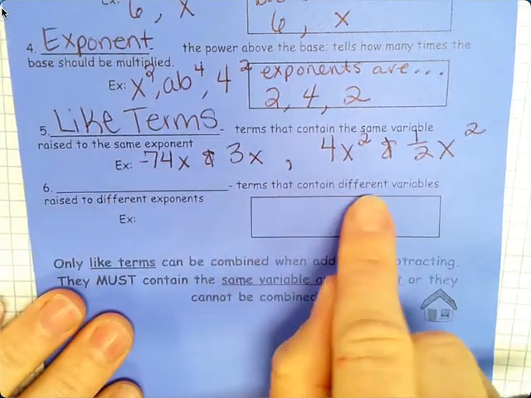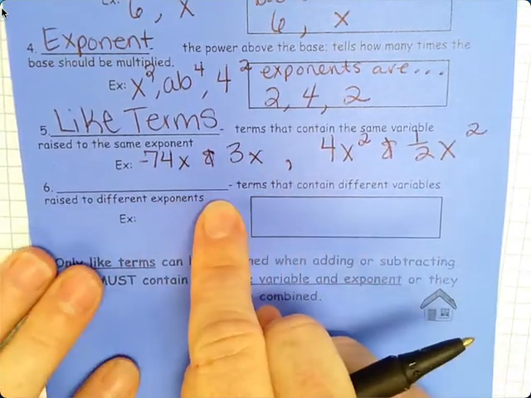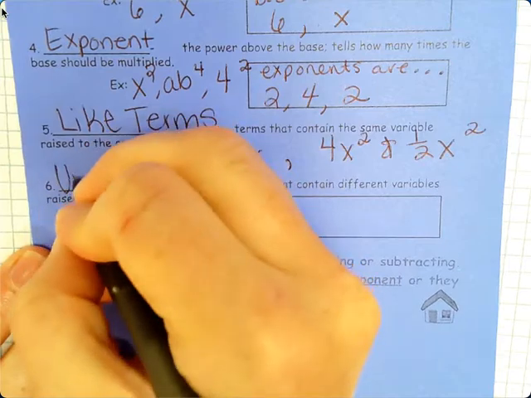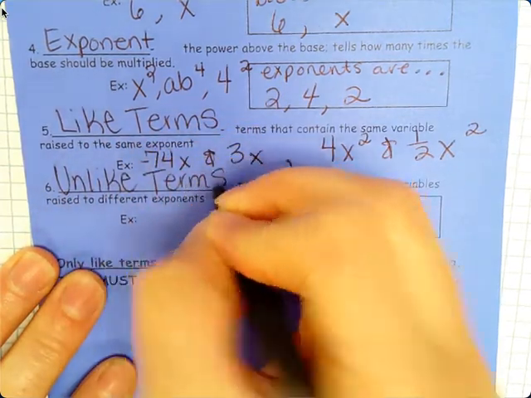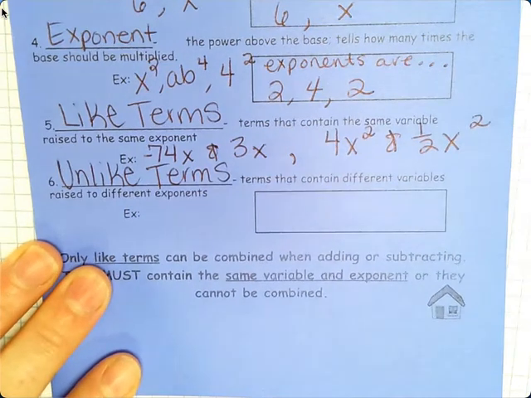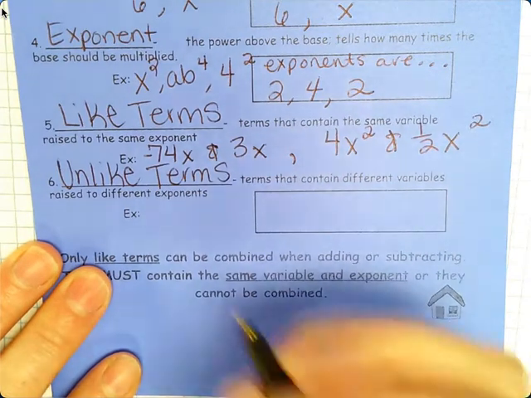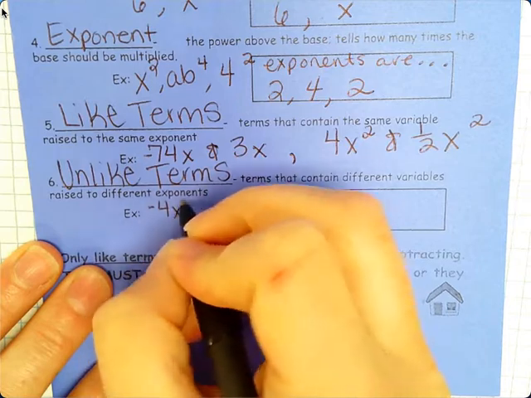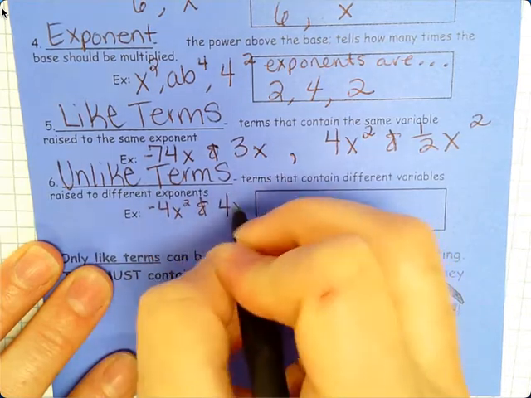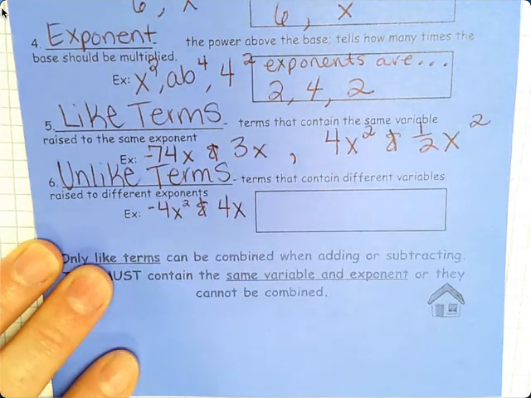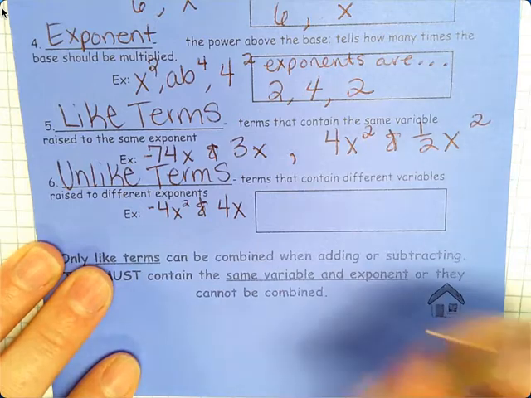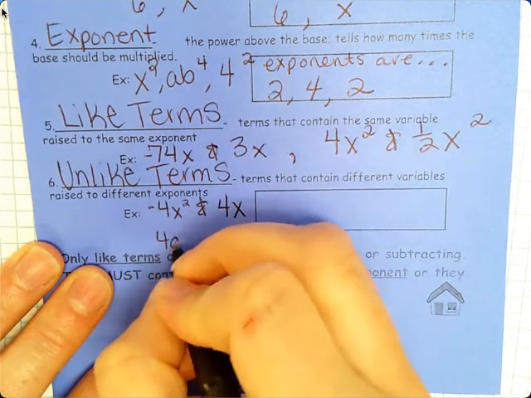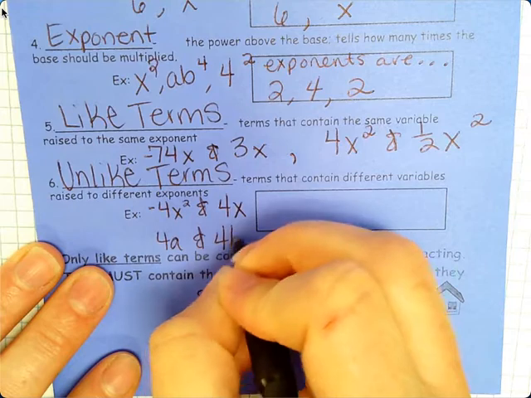Unlike terms are terms that contain different variables raised to different exponents. Exactly. So an example would be negative 4x squared and 4x. Those are unlike terms. Even though they both have the same variable, they don't both have a square or the first power. Another one would be 4a and 4b. Those are unlike terms.